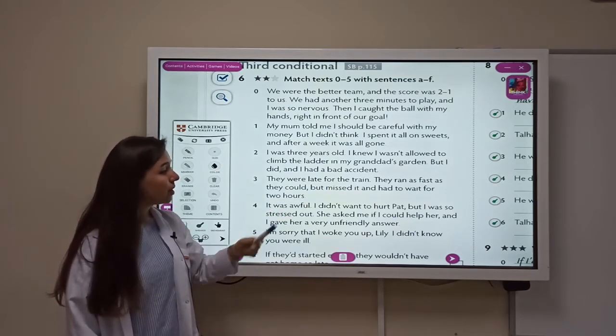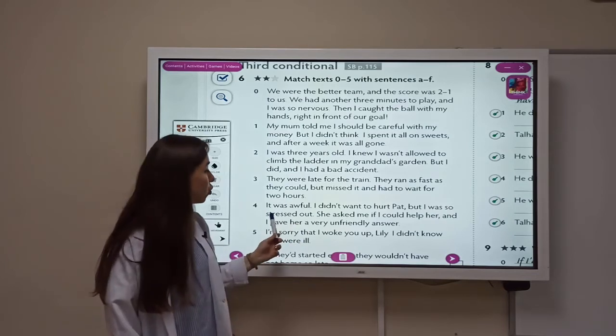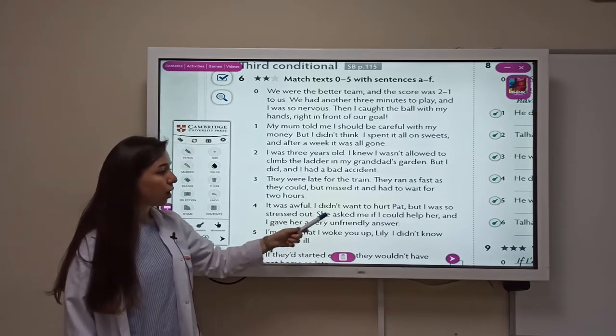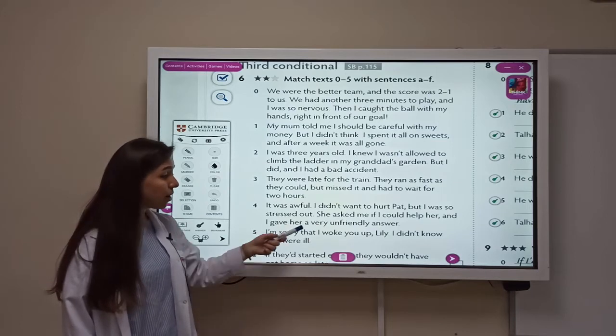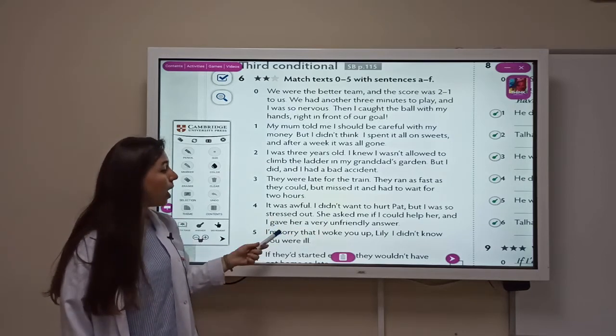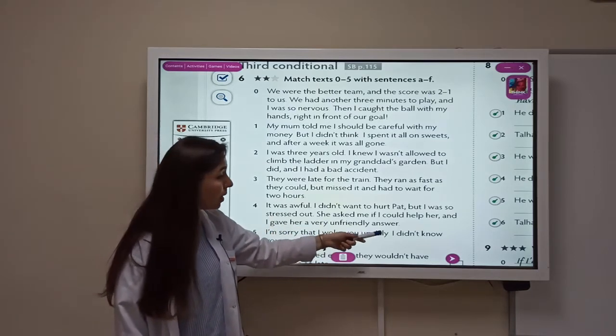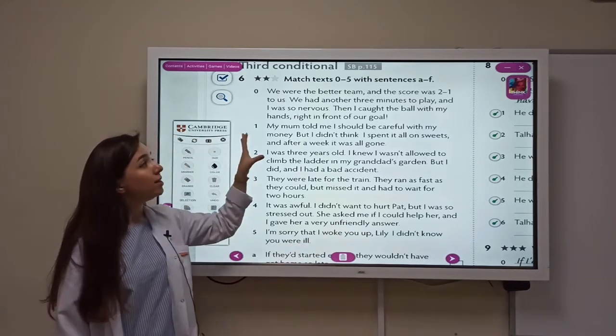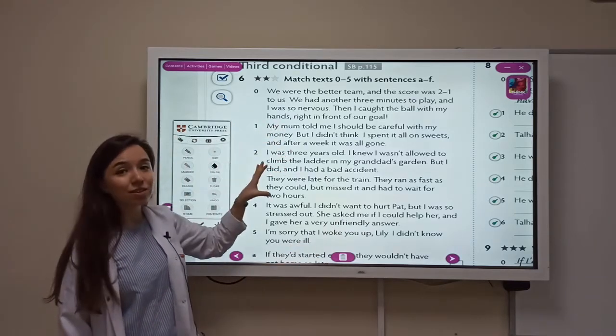It was awful. I didn't want to hurt Pat, but I was so stressed out. She asked me if I could help her, and I gave her a very unfriendly answer. I'm sorry that I woke you up, Lily. I didn't know you were ill. So, these are texts 0 to 5.